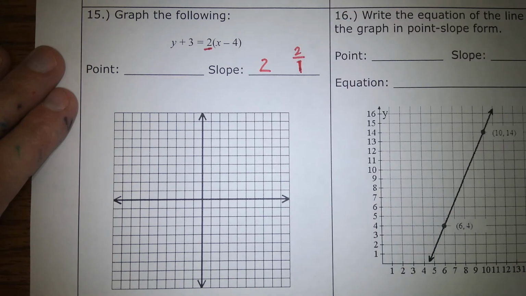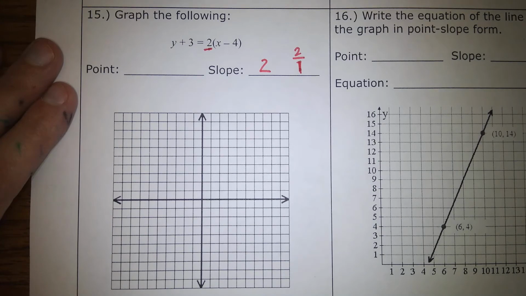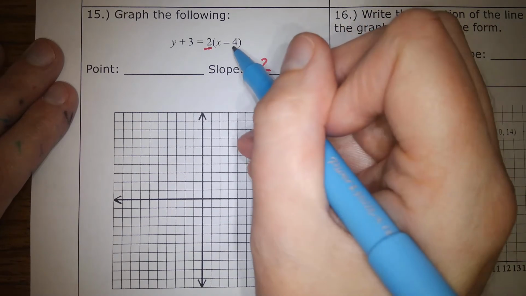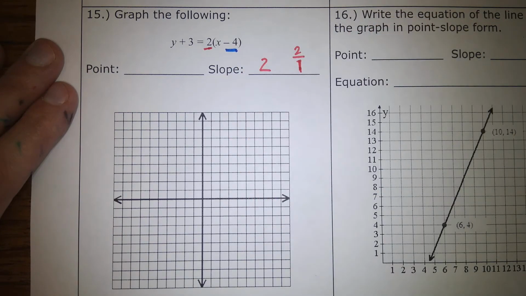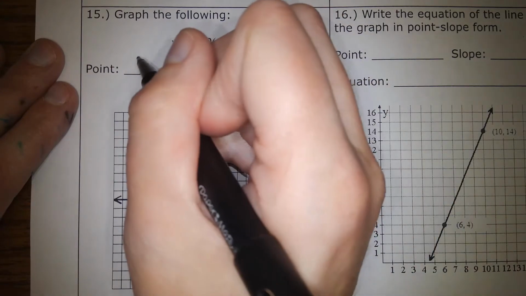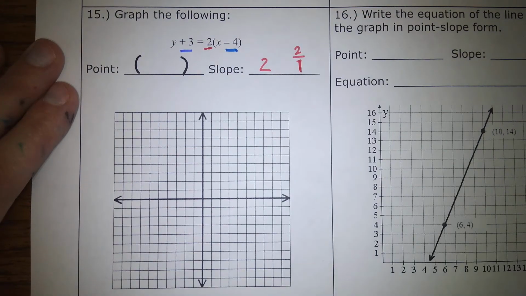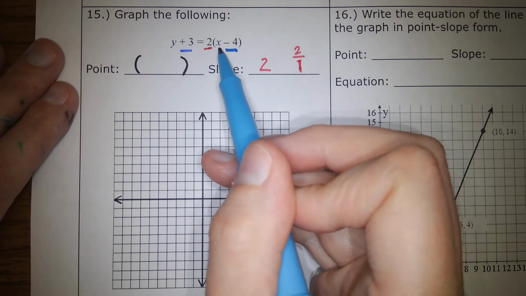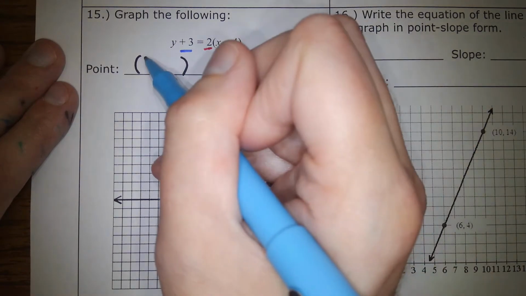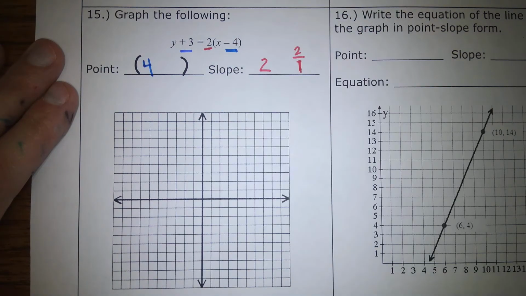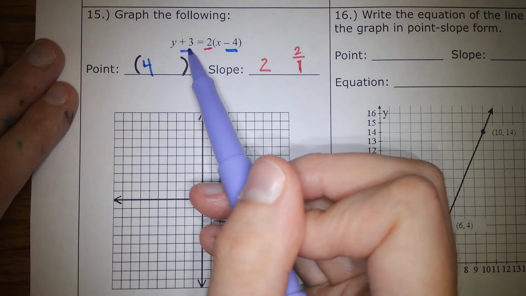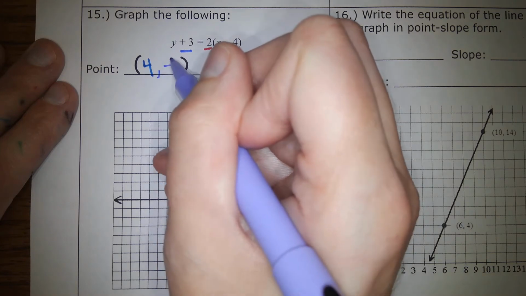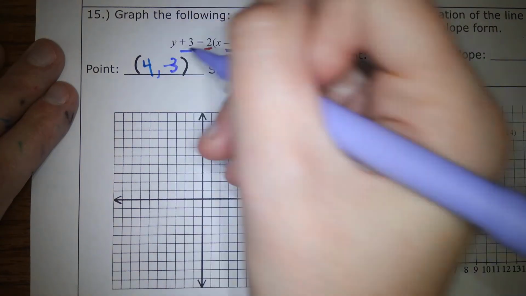Now, in order to find our point, we have to remember the whole sign flipping deal, all right? So we have this -4 and this +3. So when we pull it out, we've got to remember to flip that sign. So our x value, since it's x minus 4, our x point is going to be +4. And since our y value, it's y plus 3, our y value is going to be -3. Sorry, that looks a little funny.